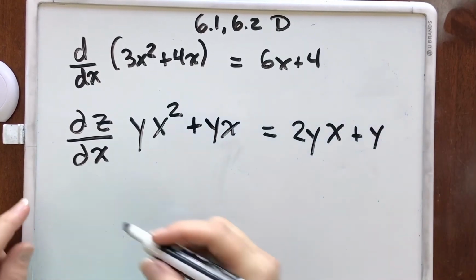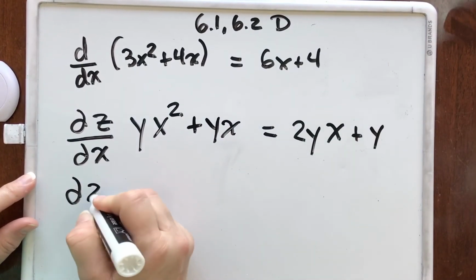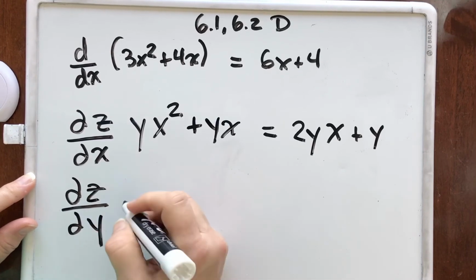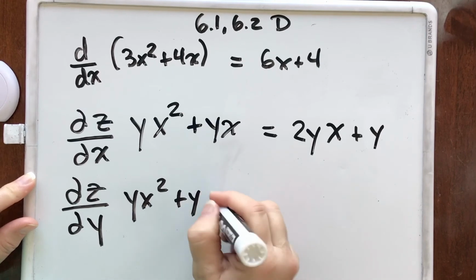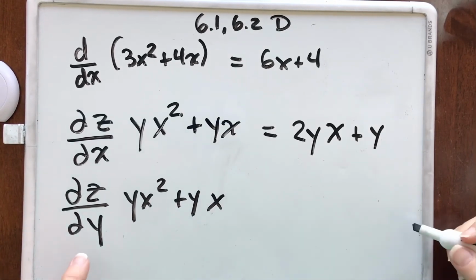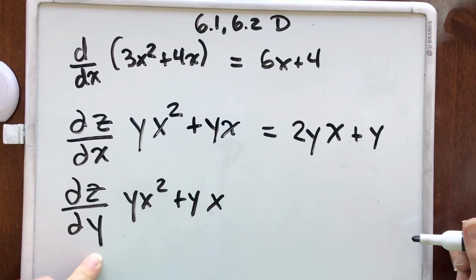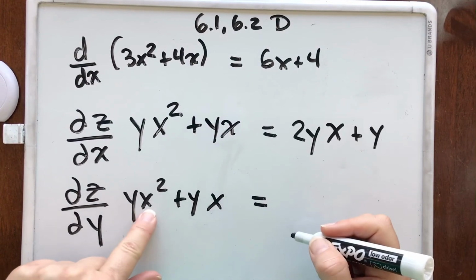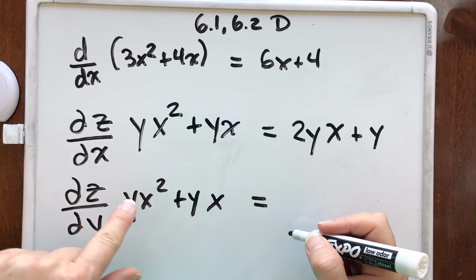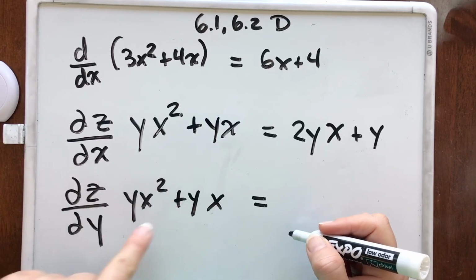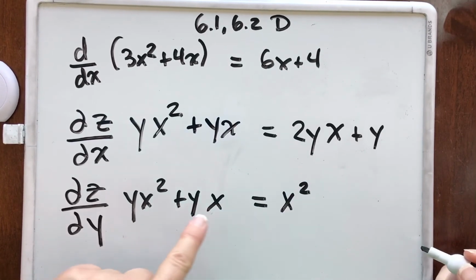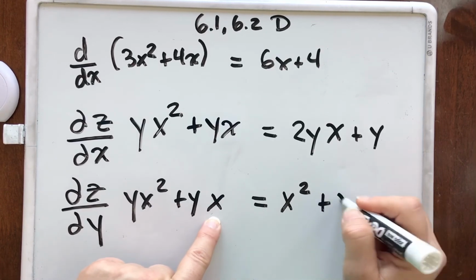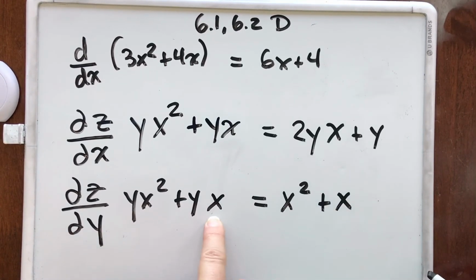Okay? Let's do another one. We're going to do the same thing, but now we're going to do it with respect to y. Same equation, so we're going to get a different answer. Okay, y is the variable. This means x is a constant. So if we treat x as a constant, and y is the variable, then we take the derivative here and we just get x squared. All right? Same thing here. y is the variable, x is the constant. So x is our answer.